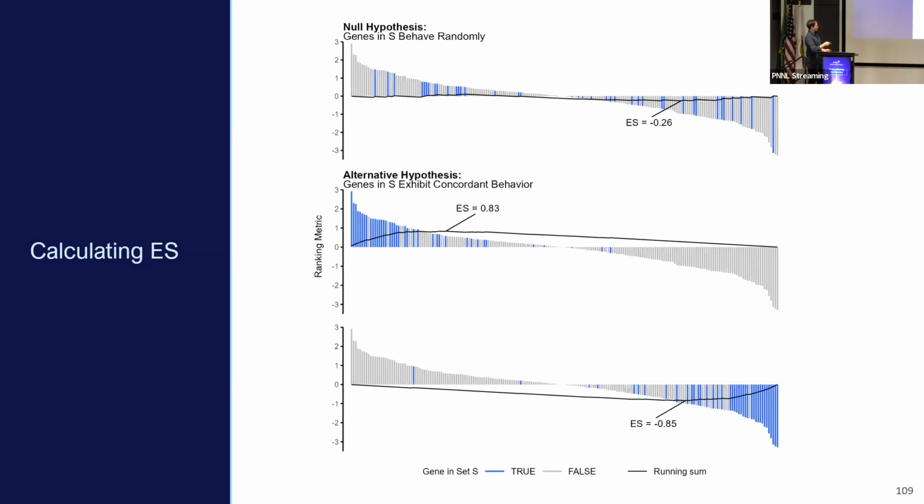So the procedure for generating this enrichment score, you're probably wondering about what are these black lines. So what you do is you start at the most positive statistic and you say, is this gene in my set S, particular set S?